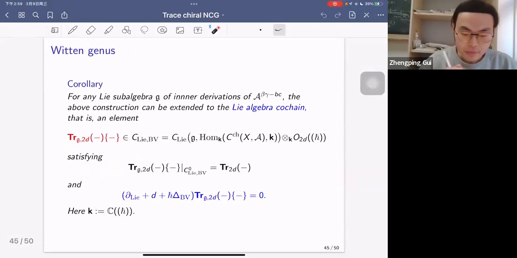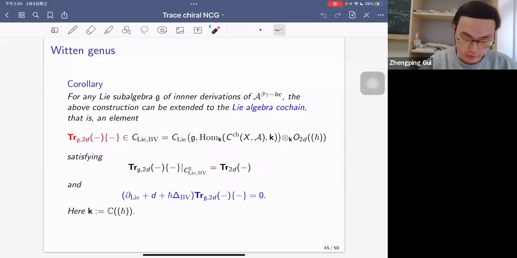So, for any Lie subalgebra of inner derivations of this chiral algebra, the above construction can be extended to the Lie algebra cochains. That means we can extend the previous construction to this Lie algebra cochain complex. Here, this is the Chevalley complex, and this is a module over this Lie algebra, tensor this BV algebra. So if we restrict to the zero component, we go back to our trace map.